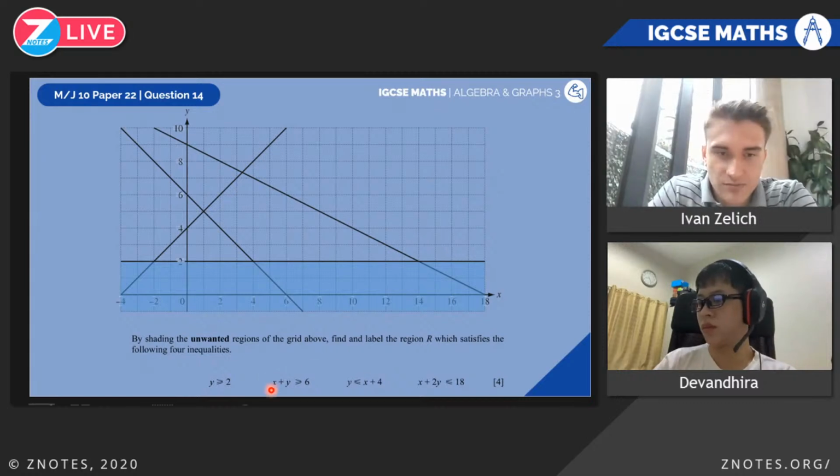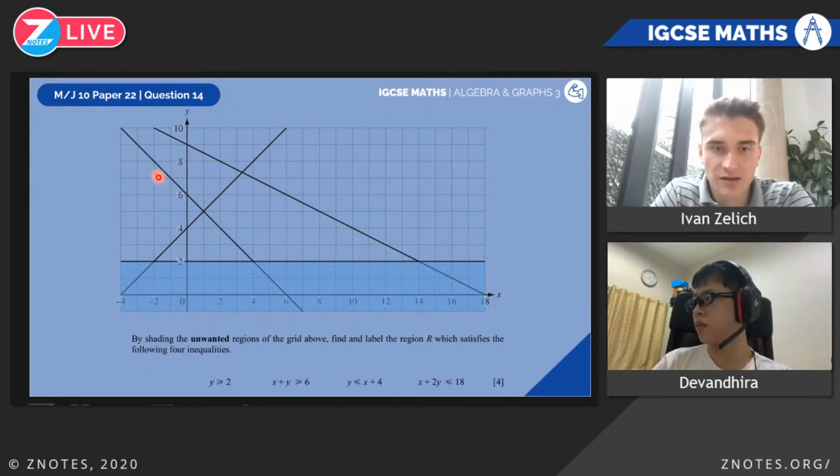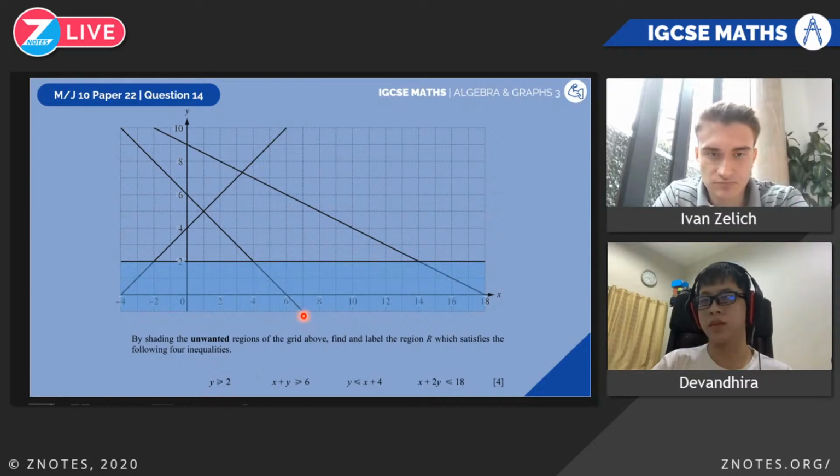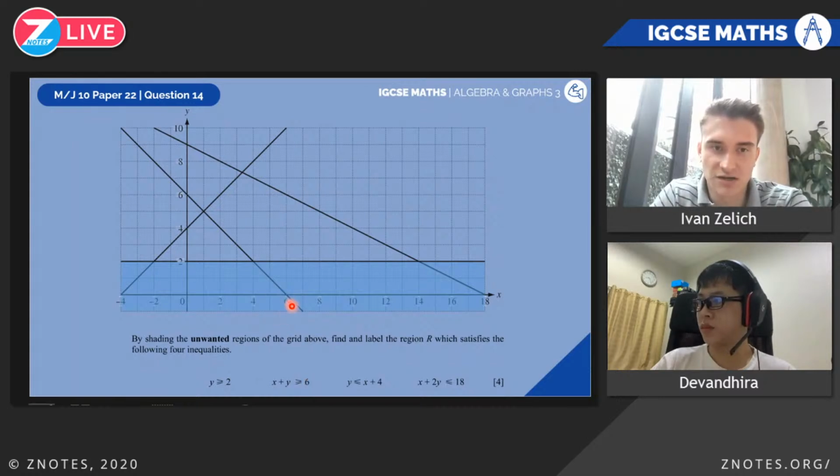Now we have another line, x plus y is greater than or equal to 6. In this case, we'll be pointing not in the positive way, but in the negative way. And your y-intercept will be 6 for x plus y equals 6. And so x plus y is greater than 6 is what we're looking for. So we want the opposite to that, which is less than 6. So it's on this side of the line. We shade that in.